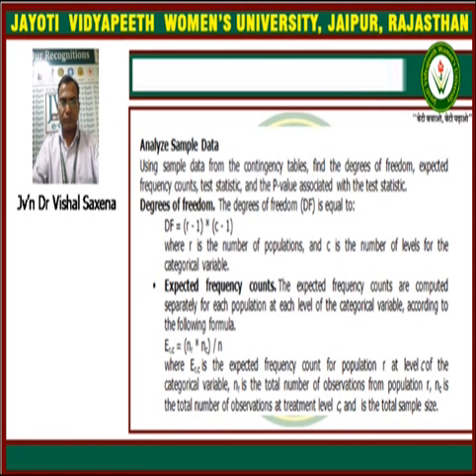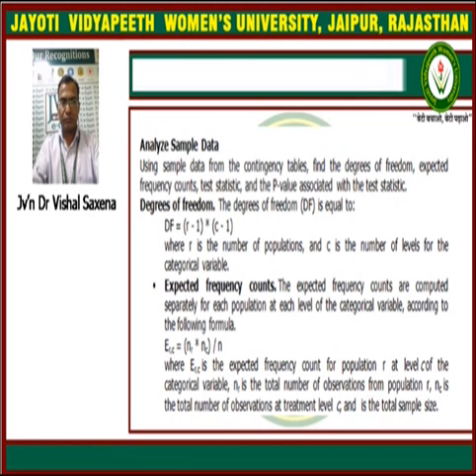In this test, we have to find the p-value using sample data from the contingency table. So first we have to find the degree of freedom and expected frequency counts, then the test statistic and the p-value associated with the test statistic. The p-value will decide whether our null hypothesis will be accepted or rejected. The degree of freedom is given by the formula (r minus 1) times (c minus 1), where r is the number of populations and c is the number of levels.